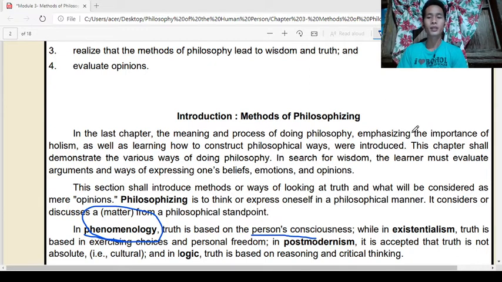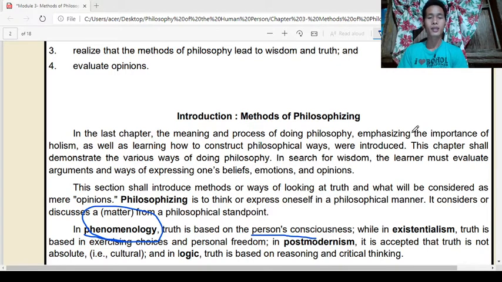In search for wisdom, the learner must evaluate arguments and ways of expressing one's beliefs, emotions, and opinions. In search for wisdom, which is the goal of philosophy, you as learners must be capable of evaluating arguments. You must be capable of determining what is truth from opinion. You must be capable of knowing the ways of expressing one's beliefs, emotions, and opinions. And all of those can be possible if you know the different methods of philosophizing. This section shall introduce methods or ways of looking at truth and what will be considered as mere opinions.